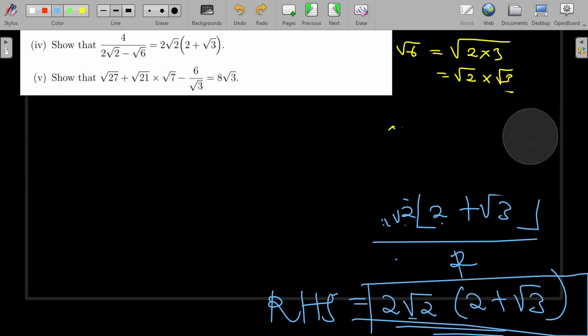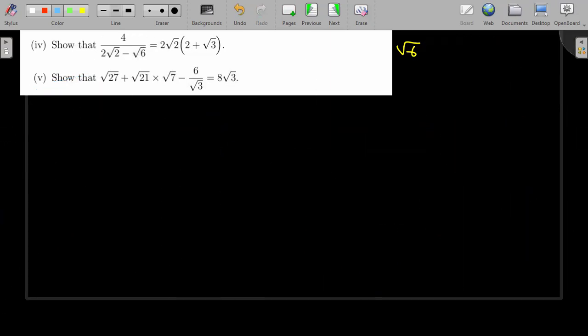So let's move step by step, but we are going to do the same thing. The question here is to show that this expression, 4 over 2 root 2 minus root 6, is the same as this. So how do we show that? We simply rationalize the denominator for the expression on the left-hand side. When we want to rationalize, we multiply by the conjugate. That's what we learned today.